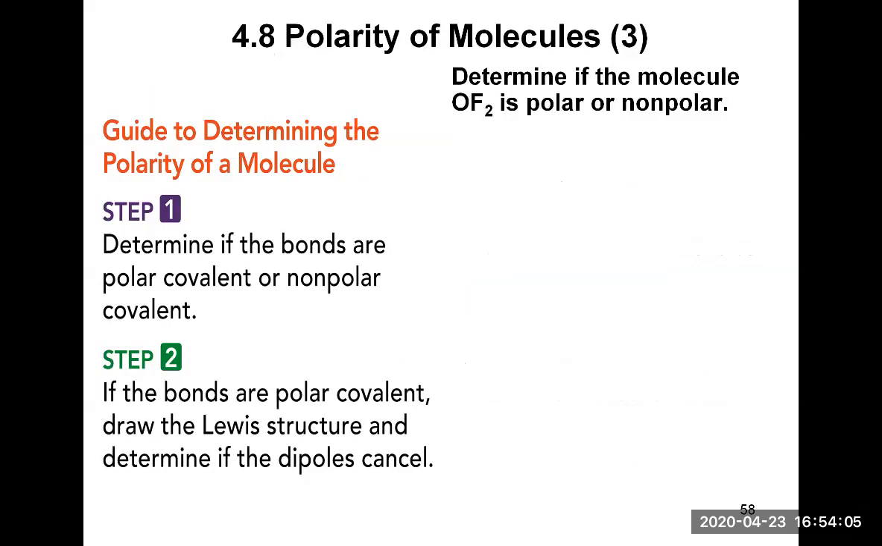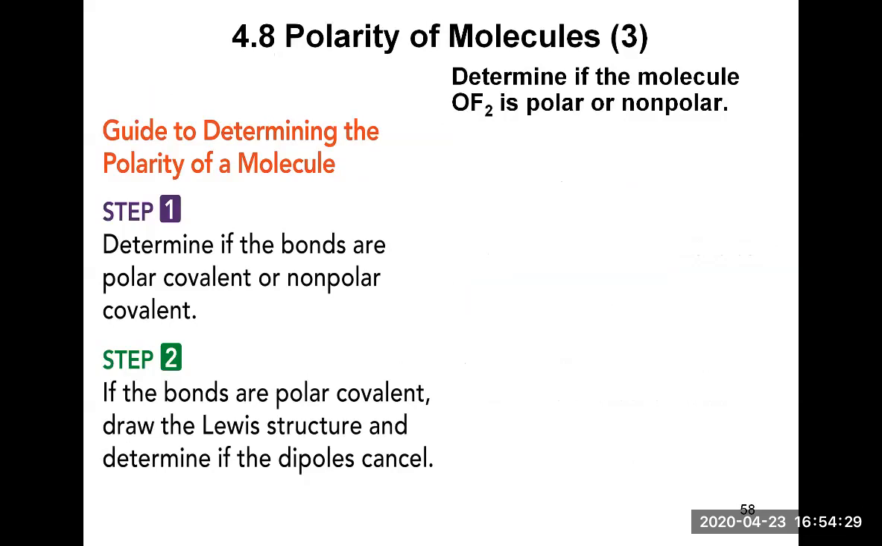So let's practice determining the polarity of a molecule. When you're given a formula, first you want to determine if you have polar bonds, because if you have no polar bonds, then you can stop there. So let's go through an example. The molecule OF2, let's determine if it's polar or not.